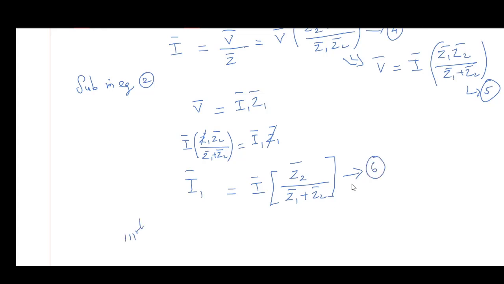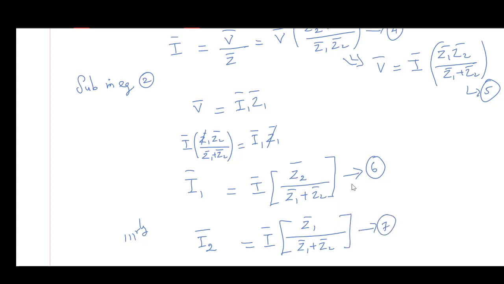Similarly, the current flowing through the transformer 2, I2, can be written as I2 vector is equal to I vector into Z1 vector divided by Z1 vector plus Z2 vector. So take it as equation 7.